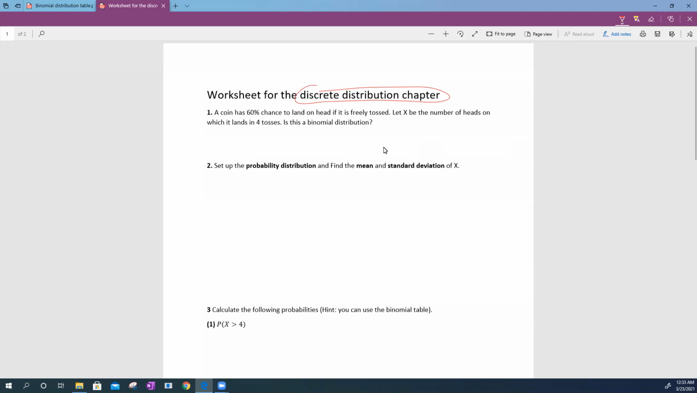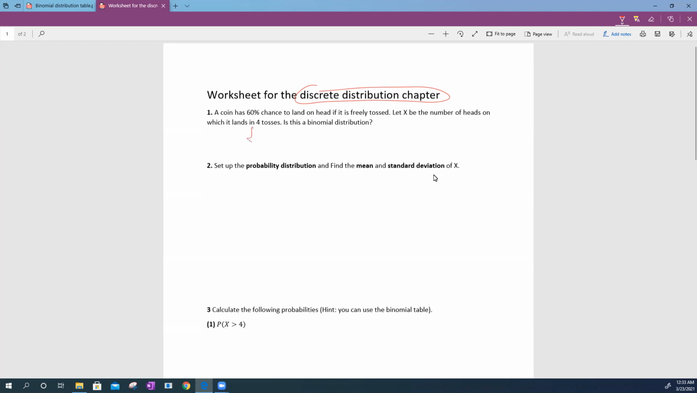Okay, question number 1. A coin has a 60% chance to land on heads if it's freely tossed. Let X be the number of heads on which it lands in 4 tosses. This is a binomial distribution. So when we have a question like this, we need to look at the 4 conditions that make a probability experiment a binomial experiment.